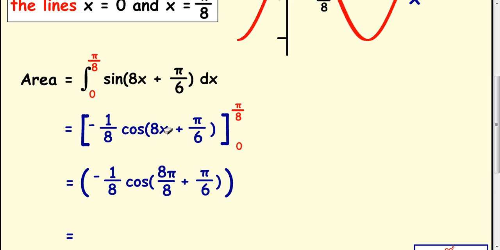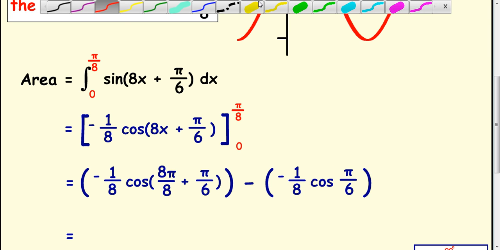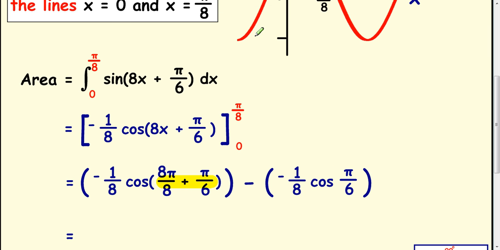If you substitute pi over 8 there, you've got 8 pi over 8, and then put the 0 in. So negative an eighth cos of just pi over 6, because if you put 0 in here, then that whole part just goes to 0 and you're left with pi over 6. So that's why we've got the cos pi over 6 there. So let's sort this bit out first. Now 8 pi over 8, the 8's will just cancel there, 8 divided by 8, and you end up with just pi.